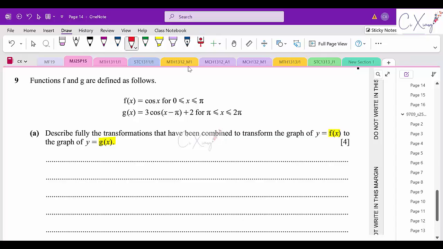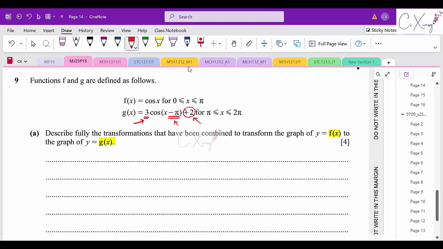f(x) is the basic function cos x, and g(x), you can see that you're having a 3 here. It is a stretch in the y because you multiply the 3 outside the cos, right? So it should be stretched in y. So this one we can put a note here. This is stretched in y. You're having a minus pi inside the basic function cos. This is basically the translation in x. You're having a plus 2 outside the basic function. So the plus 2 here is also a translation in the y.